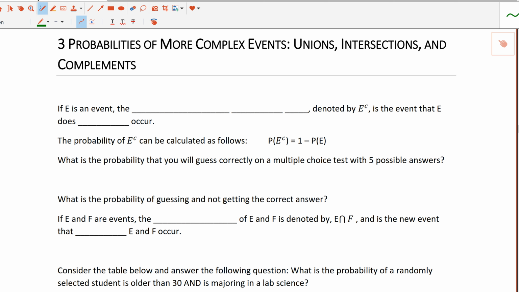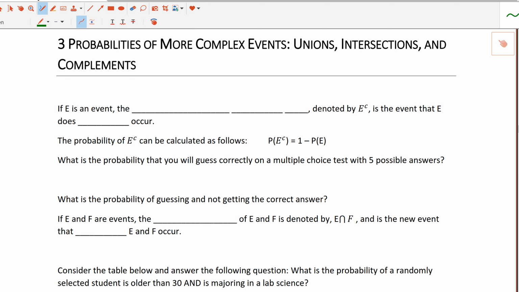It's only where both of the two roads intersect. So sets are the same way. We only take what they have in common. And complements of sets are everything not in that set.